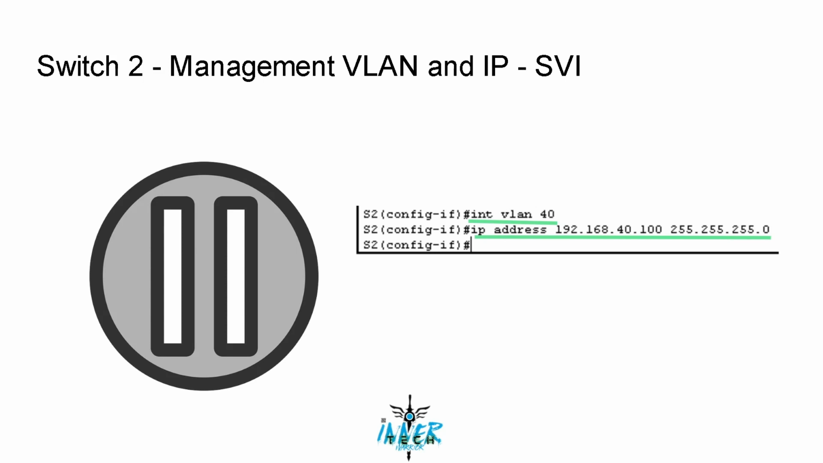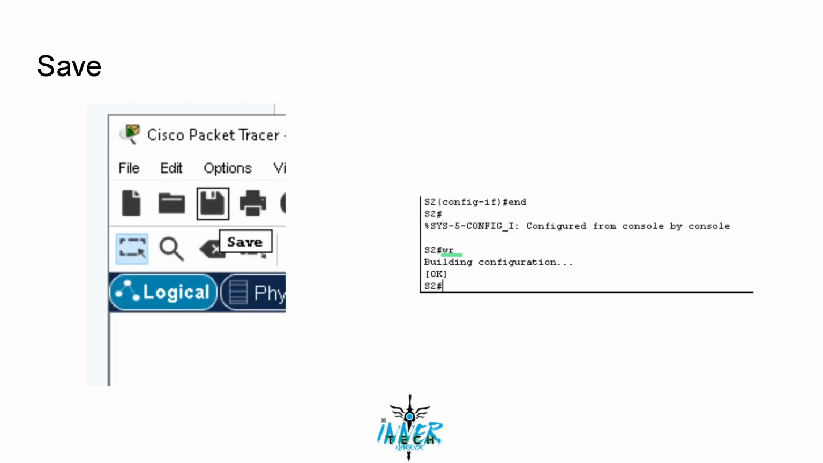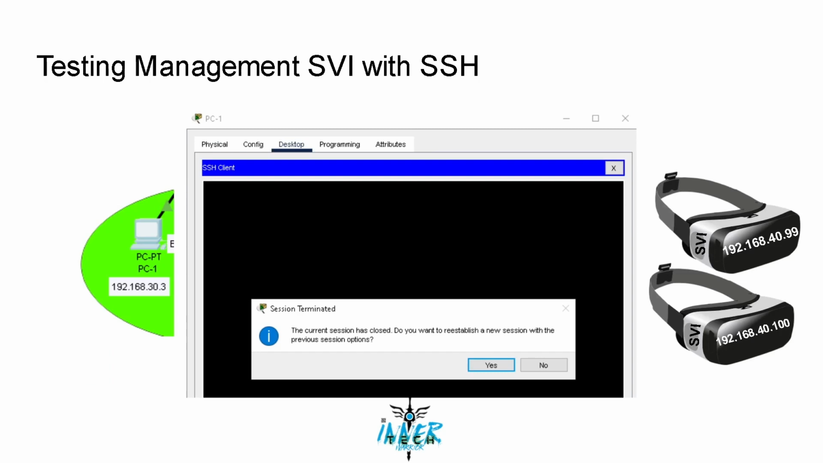We already have the VLAN created, so we just need to configure it to apply the IP address and subnet mask management provided us for switch 2's SVI. Then save the configuration and save the Packet Tracer file. Now try to use PC1 to SSH into one of the two switches. It shouldn't work because it's not in the same IP network as the SVIs.